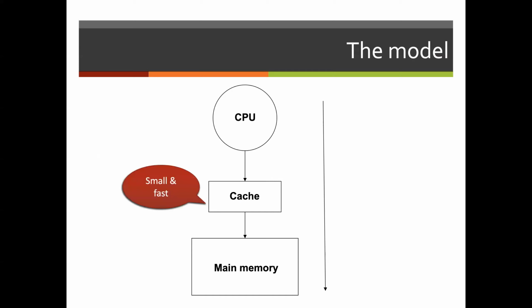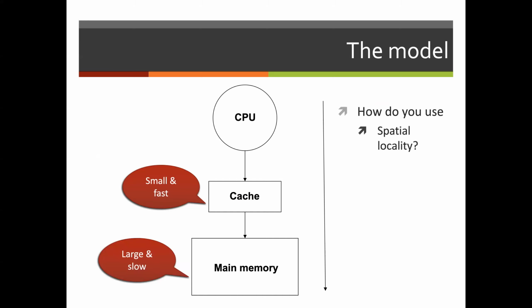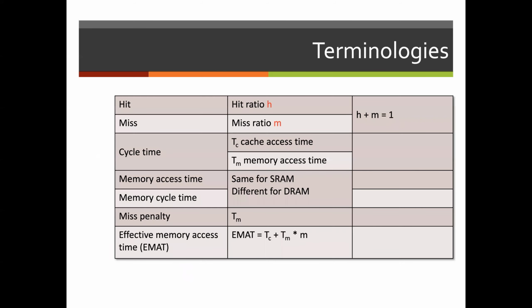And as we previously said, the cache is going to be our small, fast, easy to access memory component, and main memory is going to be large and slow. Taking these into consideration, we'll need to understand how we can utilize both spatial locality as well as temporal locality.